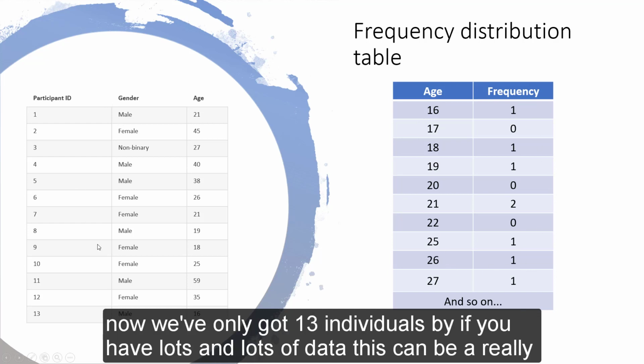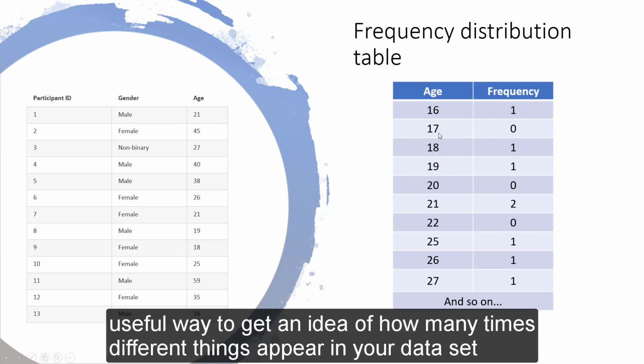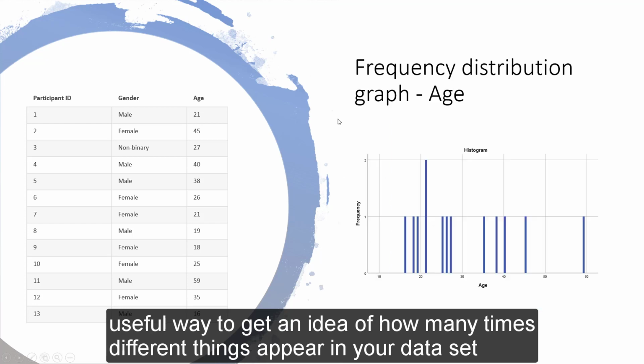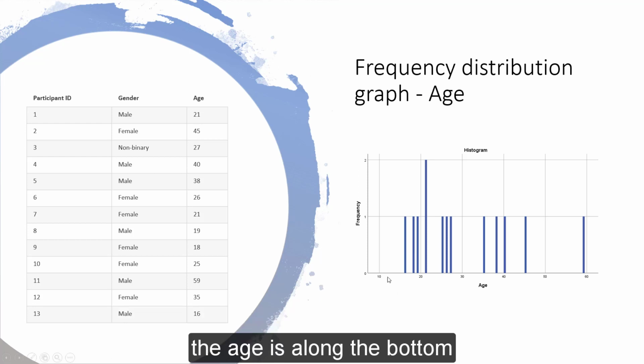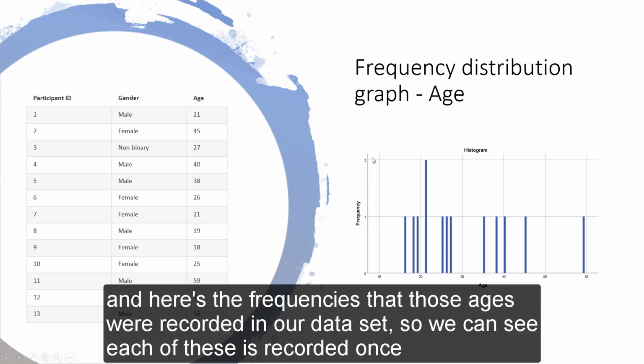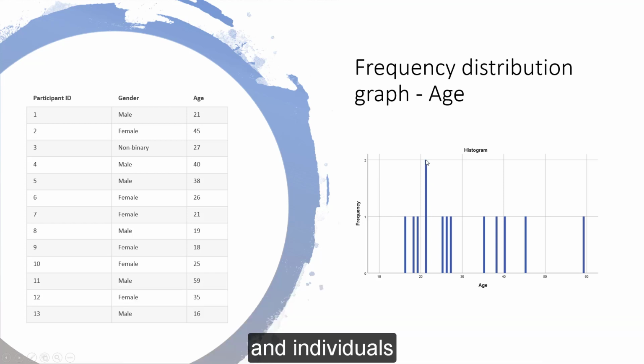Now, we've only got 13 individuals, but if you have lots and lots of data, this can be a really useful way to get an idea of how many times different things appear in your data set. This would be a histogram. We'll plot out the ages along the bottom, and these are the frequencies that those ages are recorded in our data set. So we can see that each of these is recorded once, and individuals who are 21 recorded twice.